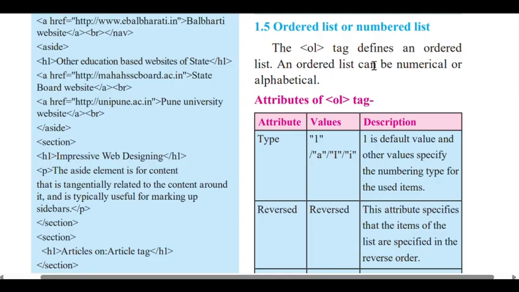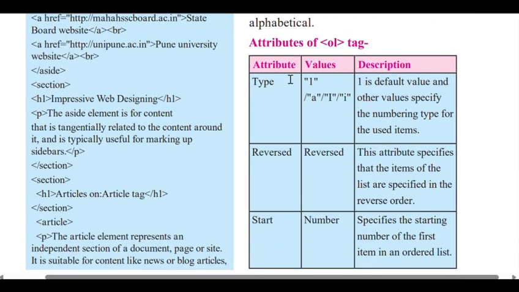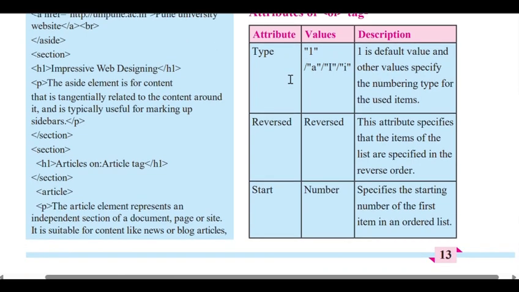So the OL tag defines an ordered list. An ordered list can be numerical or alphabetical, both. So we have attributes of OL tag. First attribute is type. And type value is 1, or it can be alphabetical: A, a, I, or small i. And description is, 1 is the default value, and other values specify the numbering type of the list items.